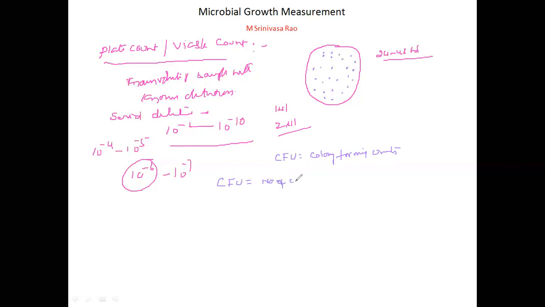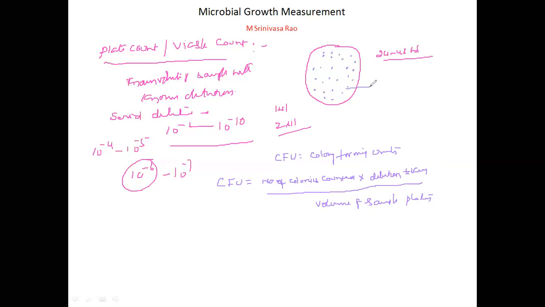CFU can be obtained through: CFU is equal to number of colonies counted, into dilution taken, divided by volume of sample plated. How much volume you have plated.